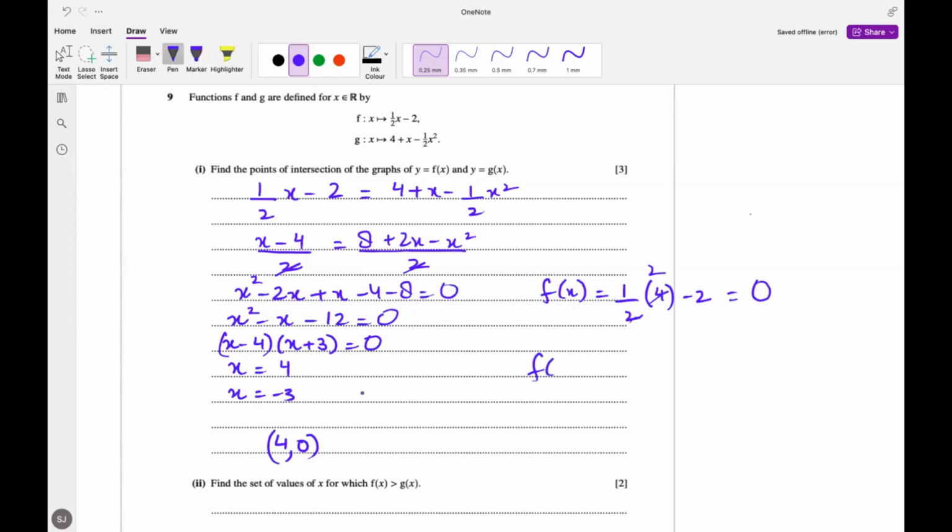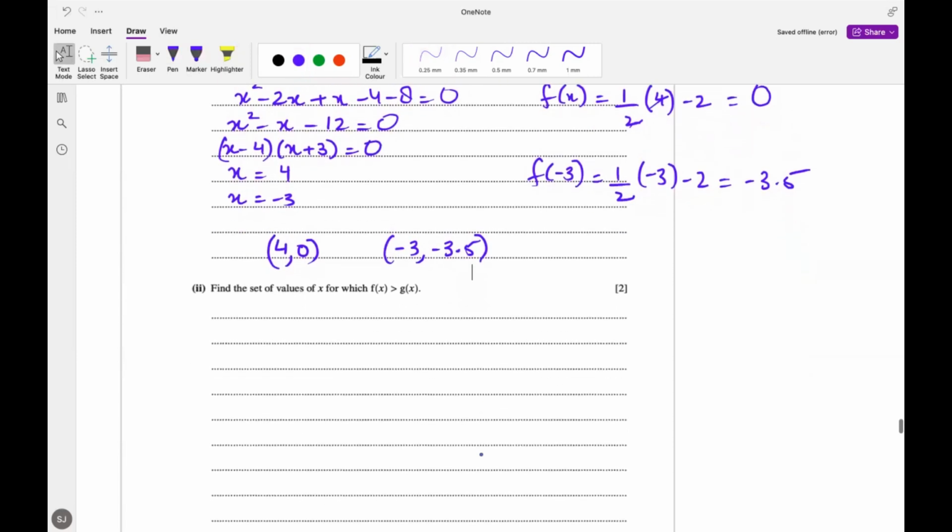And we'll use the other value of x, which is minus 3. So f of minus 3 will be half into minus 3 minus 2. So minus 3 upon 2 minus 2 will become minus 3.5. So the other point of intersection will be minus 3 and minus 3.5.